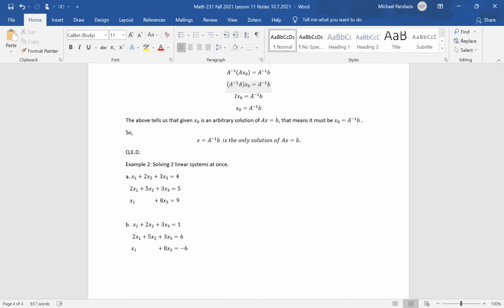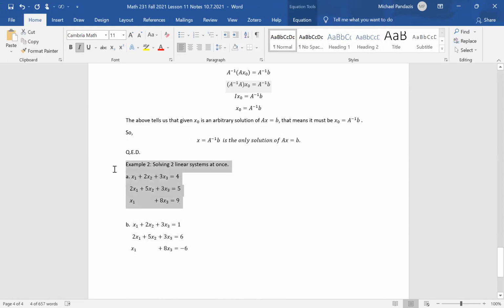Okay, so you have those two linear systems, and we want to solve them at the same time. The left-hand side of both systems is exactly the same, right? The only difference is that they're equal to different numbers. So we're going to set up a partitioned matrix that describes both linear systems at the same time, because the only difference is the constants at the end. The coefficient matrix is the same for both.